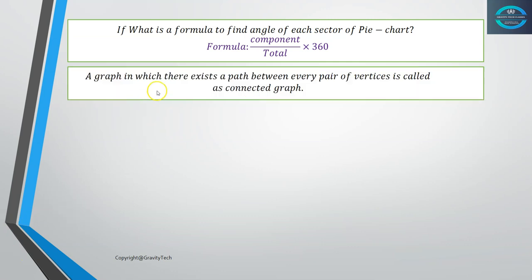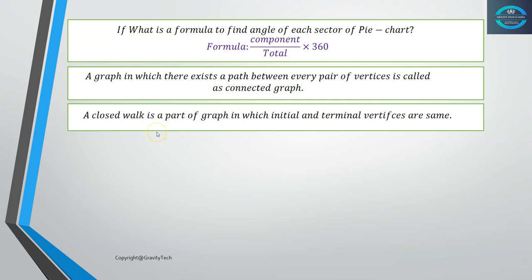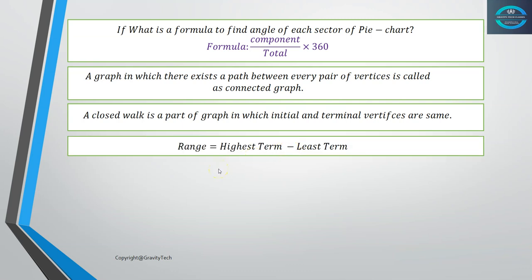A graph in which there exists a path between every pair of vertices. हर एक पेयर के बीच में अगर path exist होती है, I'm talking about the path, not about only the edge, is called as a connected graph. Okay, मतलब आप किसी भी एज से लेके किसी भी एज तक जा सकते हो. It is what a connected graph is. Okay. Now what is a closed walk? Closed walk is basically a part of a graph. एक ग्राफ का एक part होता है in which the initial and terminal vertices are basically the same.